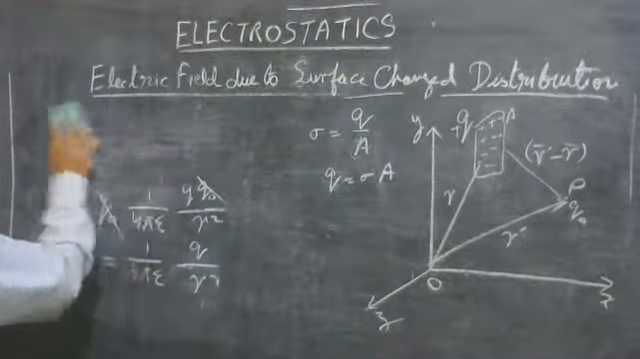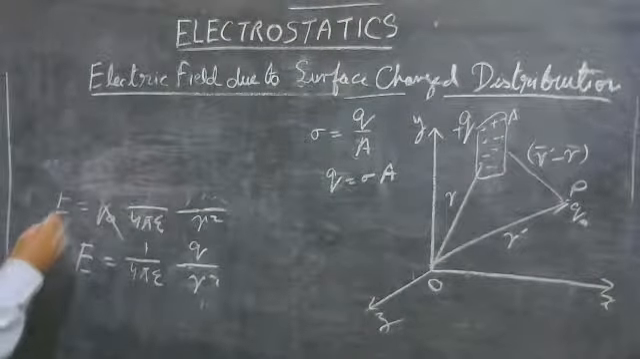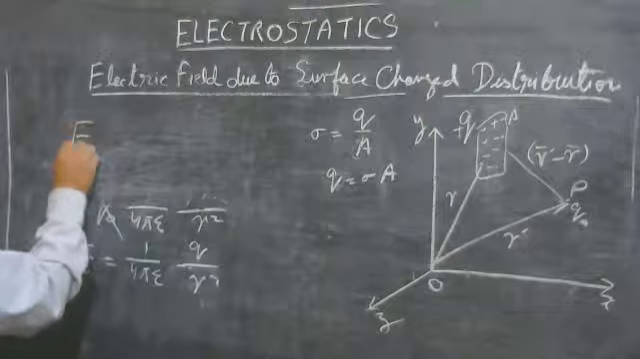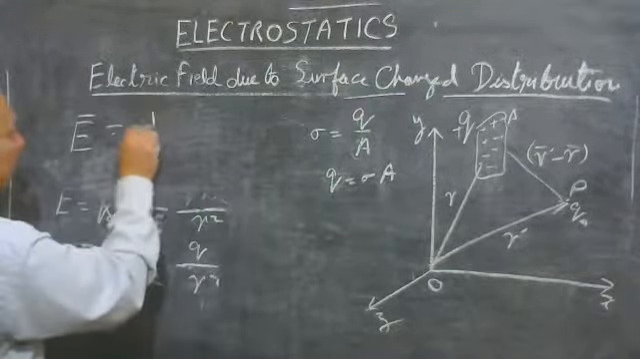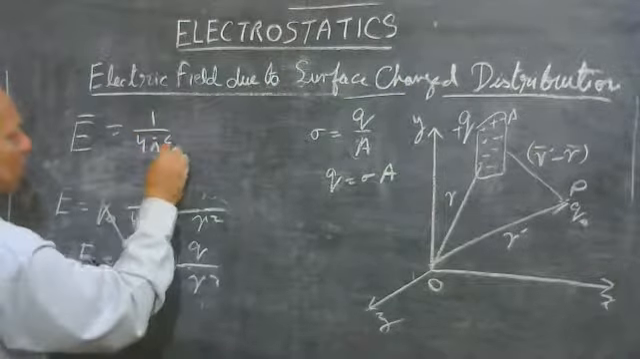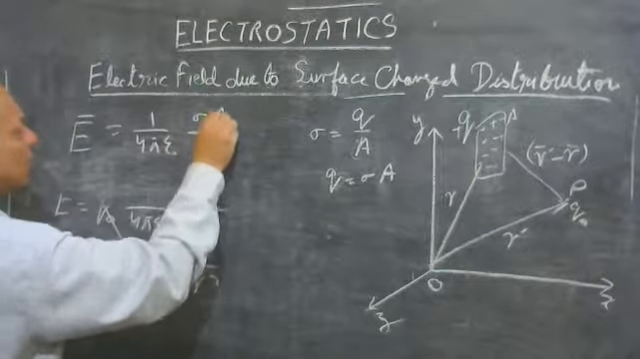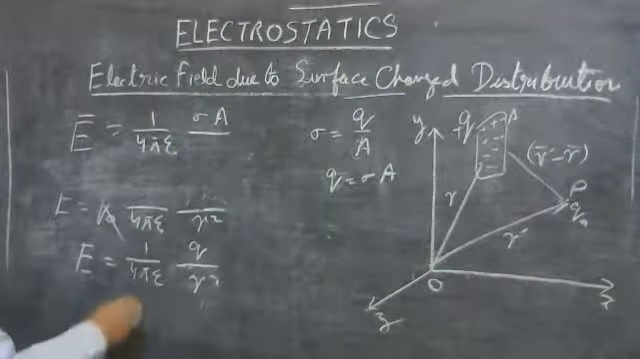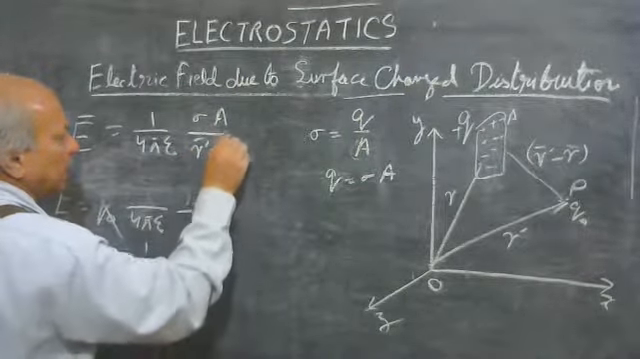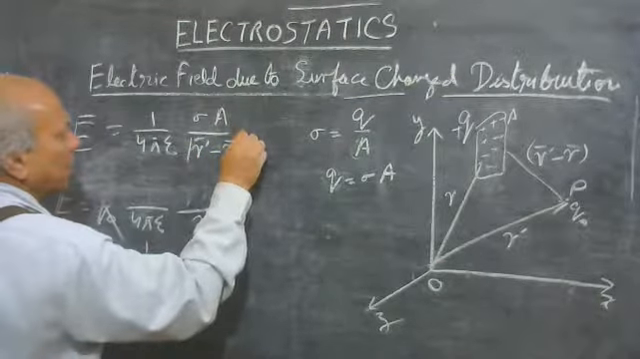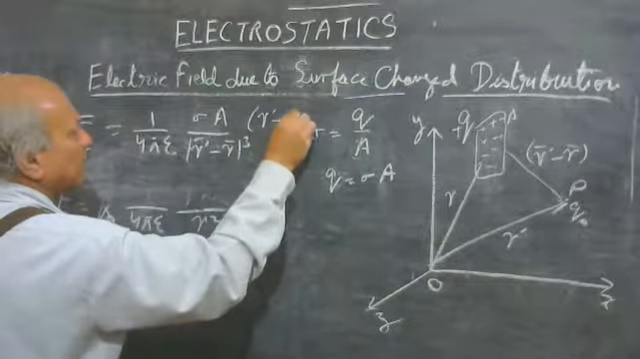In vector, we can write down electric field E is equal to 1 upon 4 pi epsilon naught. In place of Q, we write down sigma into A. Sigma is surface charge density, and here we write down modulus of R dash vector minus R vector cube into R dash vector minus R vector.